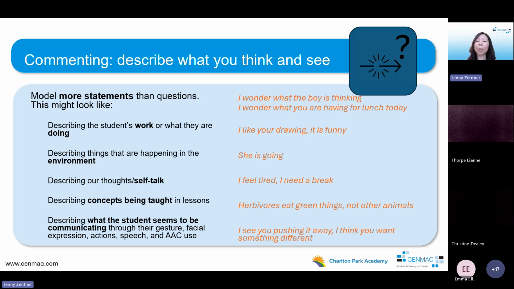Here are some ideas about what you can comment on. You can describe what you think and what you see when conversing with the AAC user. You can describe their student's work, what's happening around you. Use descriptive teaching vocabulary that we've just talked about. You can attribute meaning by describing what the student may be communicating.